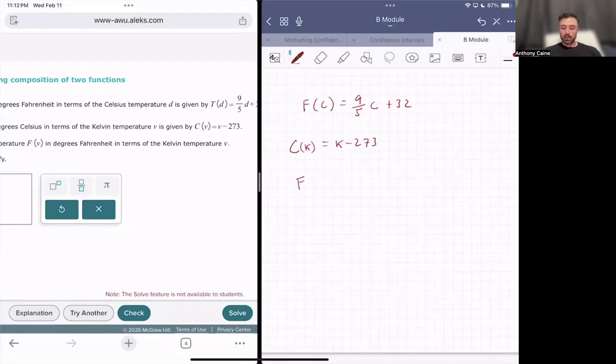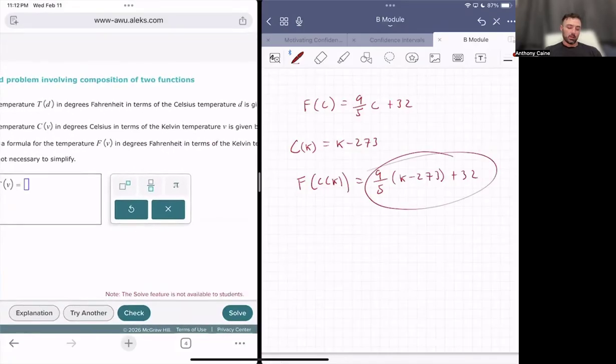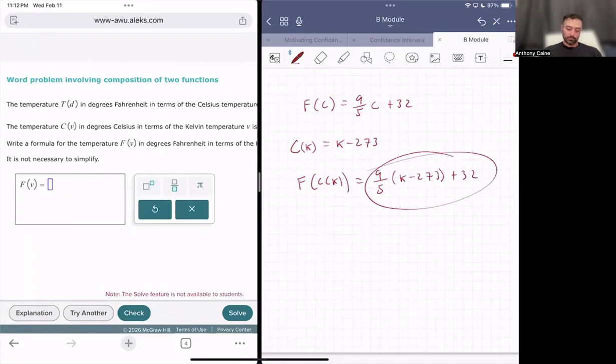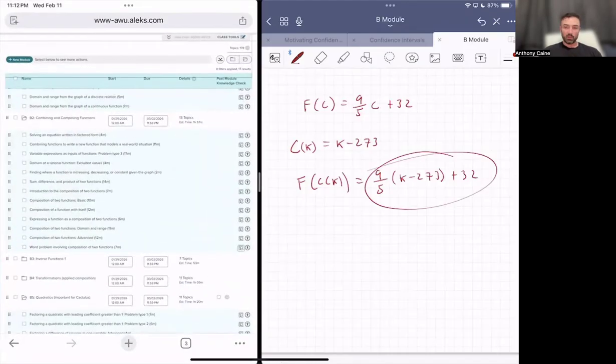Okay, so F of C of K. This is going from Kelvin all the way to Fahrenheit. This is 9/5 times (K minus 273) plus 32. Okay, there we go. That's all we need to do for this. So that's it for B1 and B2. See y'all in the next video.